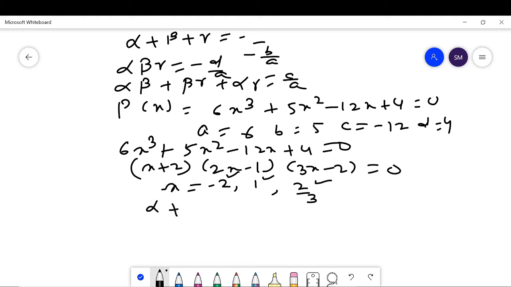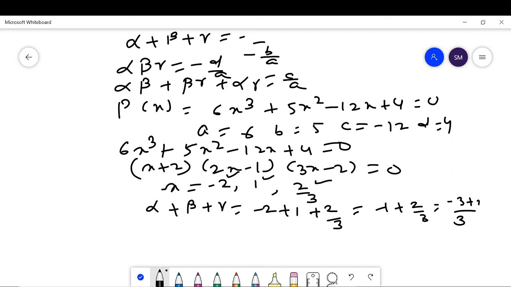Then look at here, alpha plus beta plus gamma is equal to minus 2 plus 1 plus 2 upon 3. Then this is minus 1 plus 2 by 3. 3 is the LCM, minus 3 plus 2. This is minus 1 upon 3.